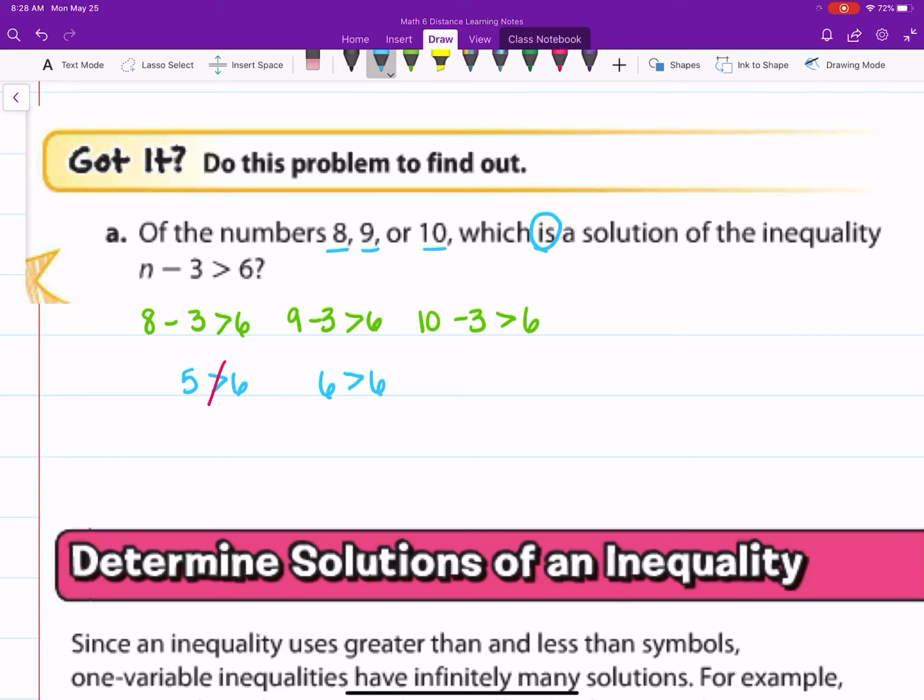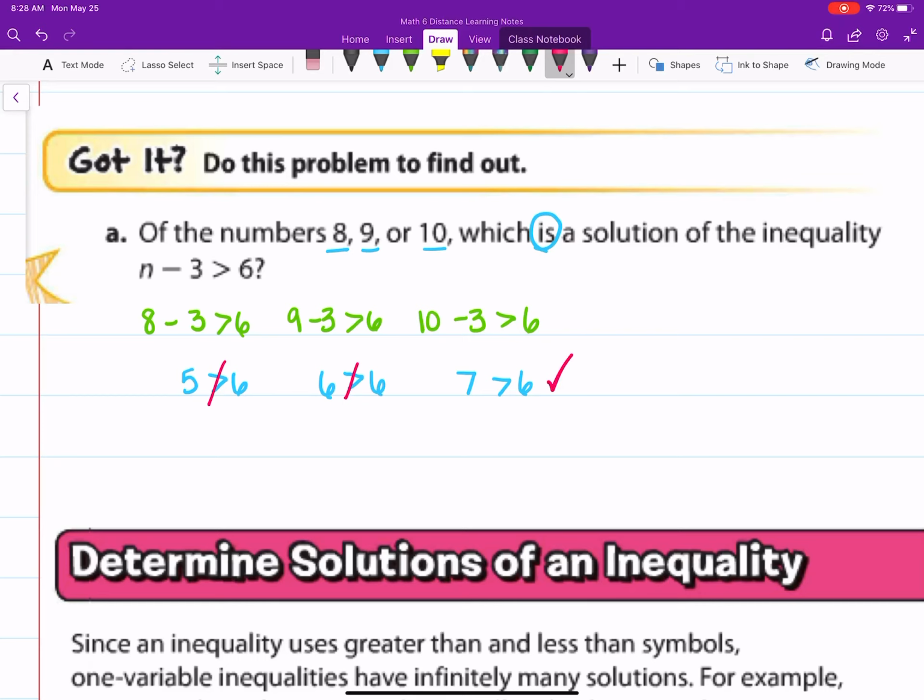This is also not true. 6 is equal to 6, not greater than 6. So you cannot use that greater than symbol. Now, could we have used our new symbol? Absolutely. We could have used 6 is greater than or equal to 6, but that's not what this question is asking. And the last one is 10 minus 3, which is 7, greater than 6?